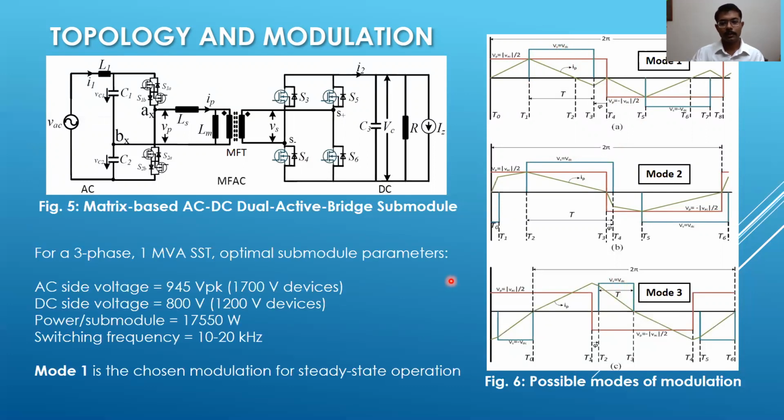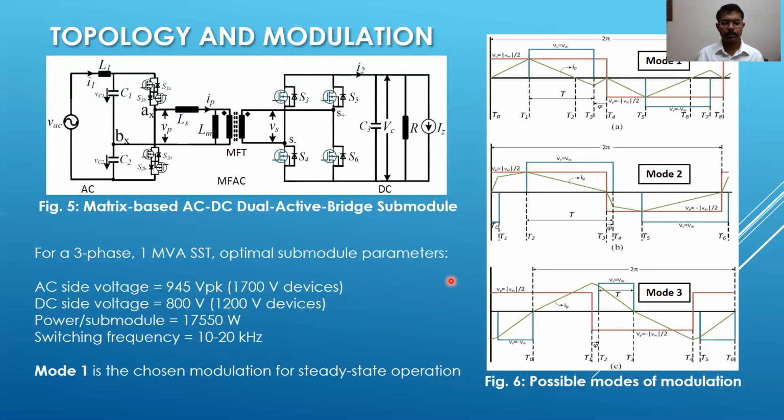Now we have carried out optimization for the design of the solid state transformer submodule, and we have found that the optimal AC side voltage would be 945 volt peak using 1700 volt devices with a utilization factor of about 0.55, and the DC side voltage would be 1800 volts with 1200 volt devices, and thus the power per submodule for the considered example of a three-phase 1 MVA solid-state transformer would be 17.55 kilowatt, and the switching frequency optimally should be within the 10 to 20 kilohertz range.